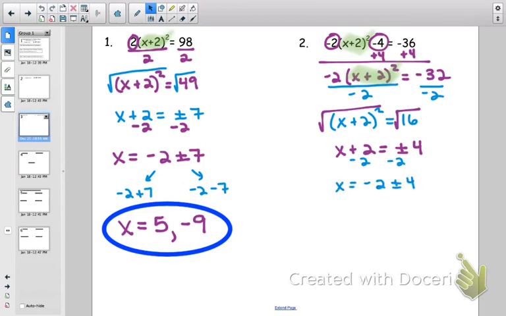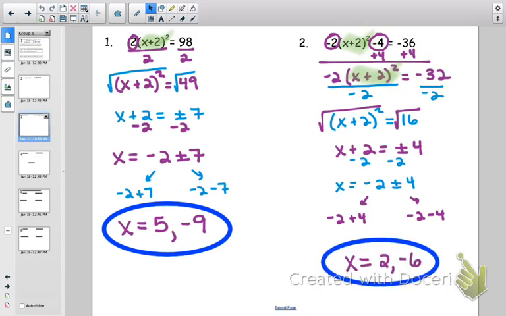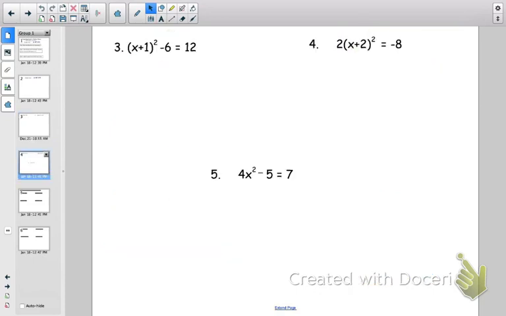Isolate the x and split it up because we can actually figure out what those values are. Negative 2 plus 4 is 2, and negative 2 minus 4 is negative 6. Now we're going to get into a little more difficult ones.